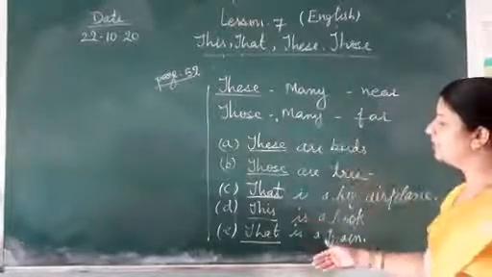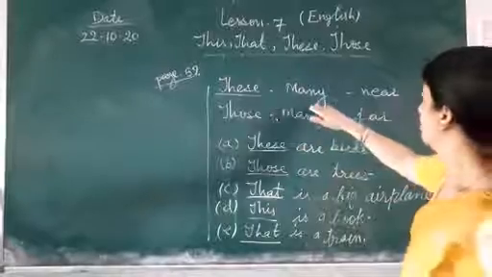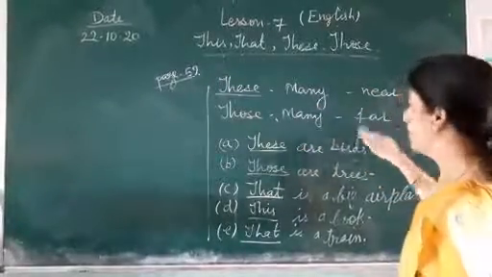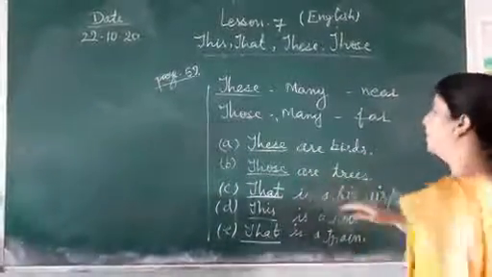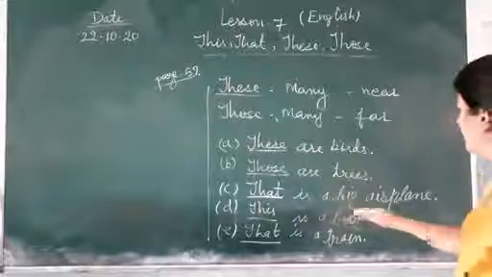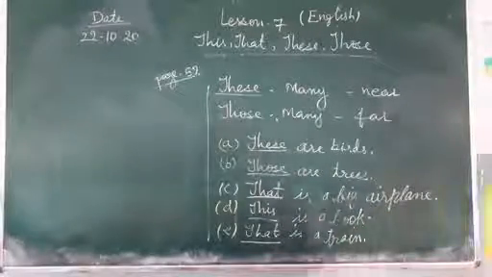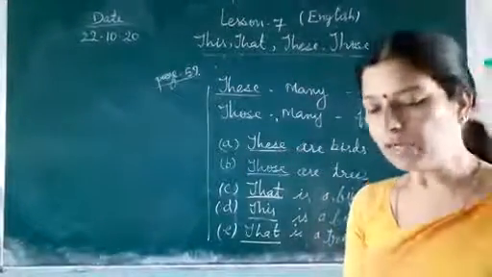So you will write the sentences in your notebook. These for many near, those for many but far. These are birds. Those are trees. That is a big airplane. This is a boat. That is a train. Okay? Write in your notebook.